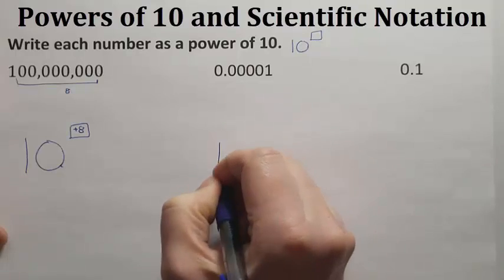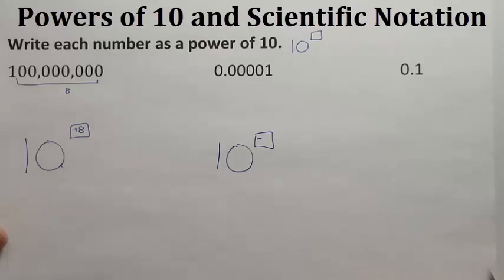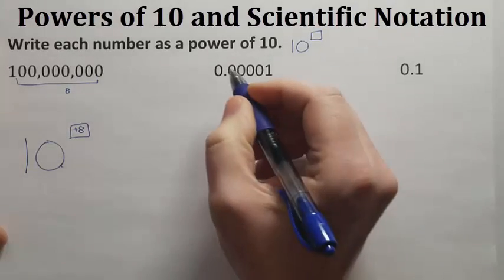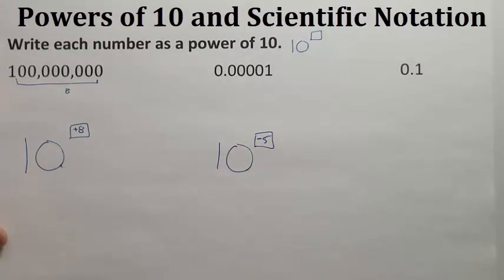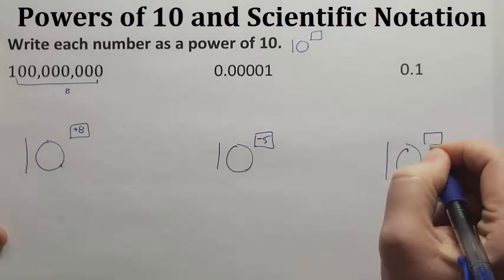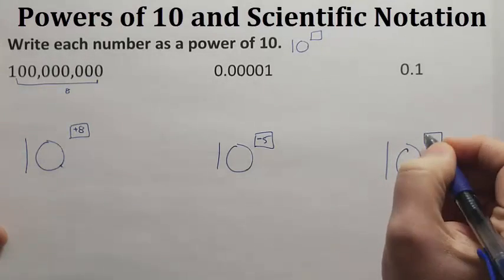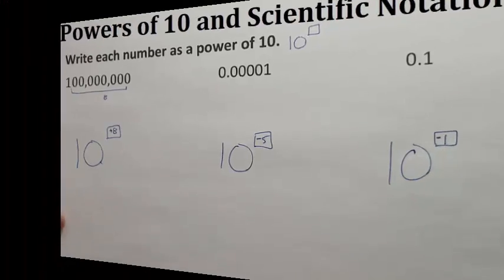For the next one, I need 10 to some power. This number is smaller than 1, so my exponent is going to be negative. Count the zeros. 1, 2, 3, 4, 5. There were 5 zeros, so it's 10 to the negative 5th. Next number, I need 10 to some power. This is smaller than 1, so it's going to be negative. I see 1 zero, so it's 10 to the negative 1.